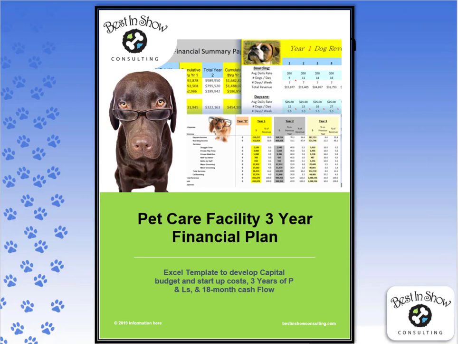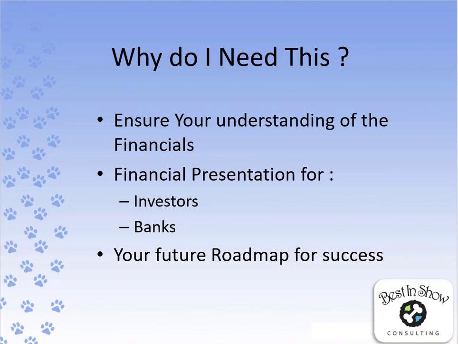The first product we want to describe in more detail is our Pet Care Facility 3-year financial plan. It's an Excel product to develop your capital budget, look at your startup costs, 3 years of P&Ls, and a cash flow. Why do I need this?